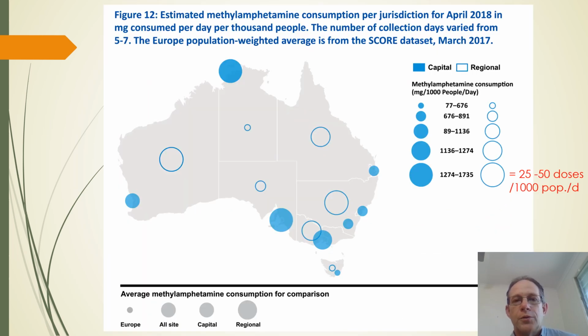The analysis of wastewater or sewage water also gives us an idea how much amphetamine is being used. The open circles are regional areas, and the solid blue dots are the urban areas. The urban areas tend to predominate more with cocaine, therefore the amount is smaller, and it works out that in rural areas there are about 25 to 50 doses per 1,000 population per day, which seems to fit in with an overall population rate of around 1 to 2% of people who are using fairly regularly.